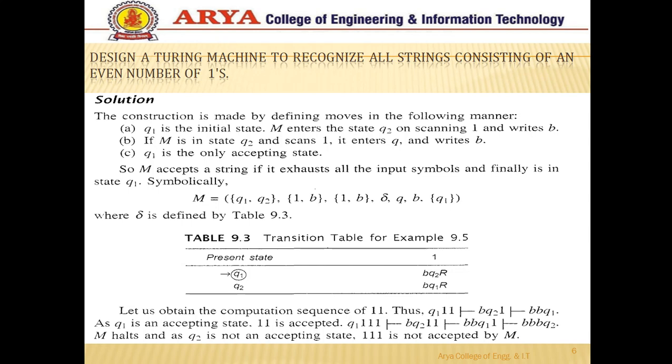When q1 reads 1, it moves in the right direction, and q1 is replaced by q2 and 1 is replaced by b. So we can write b q2 1. When q2 reads 1 again, this 1 is replaced by b and it moves in the right direction, and q2 is replaced by q1. So we are using two states here, q1 and q2. Here q1 is the accepting state.